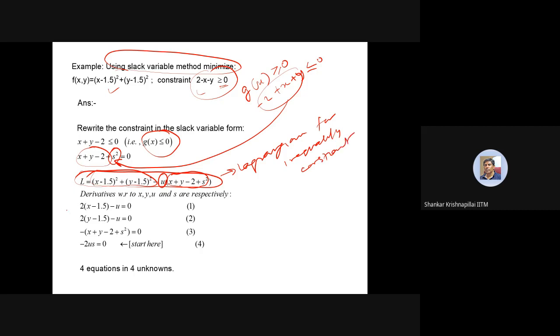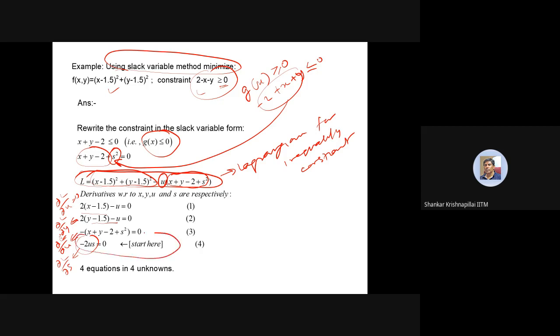So partial L by partial x is equal to 0. That is this thing. Then this is partial L by partial y is equal to 0. Then this is partial L by partial u is equal to 0. Then this is partial L by partial s is equal to 0. So we have 4 equations.